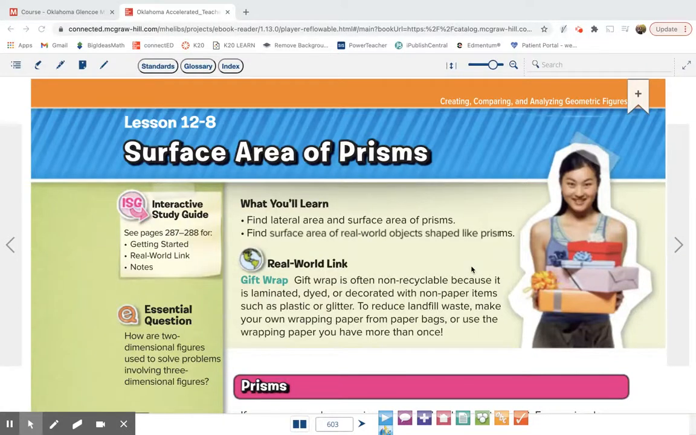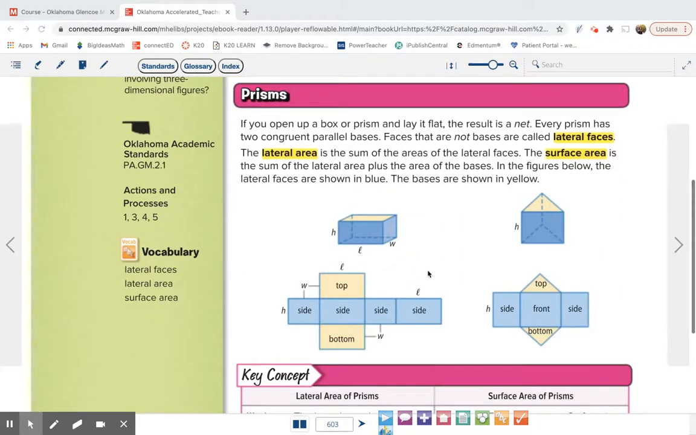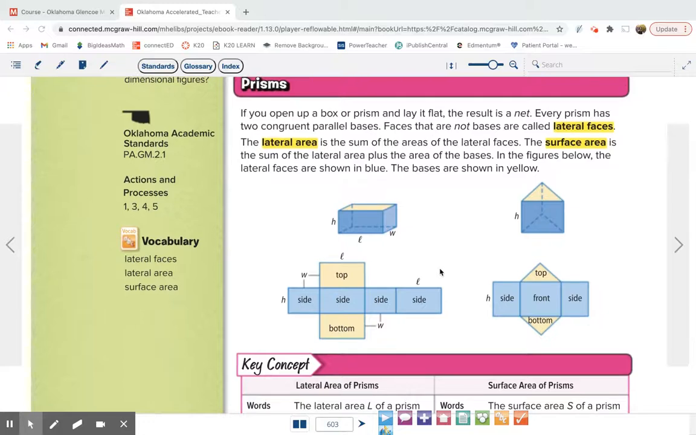Okay, this is lesson 12-8 and 9, surface area of prisms and cylinders. Okay, so now we're going to start looking at surface area. So we're going to have two things that help us find the surface area of a 3D shape. We're going to have what's called lateral area, and it's the sum of your lateral faces. The surface area is the sum of the lateral area plus the area of the bases.